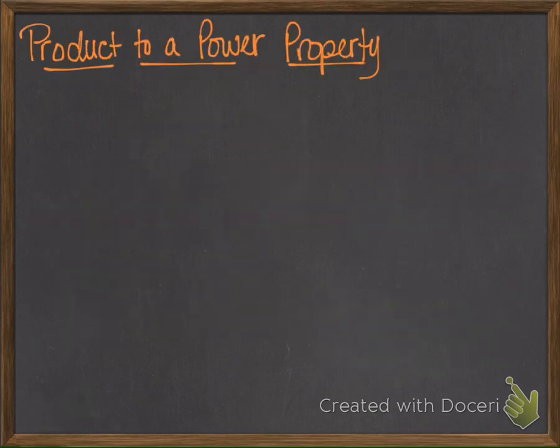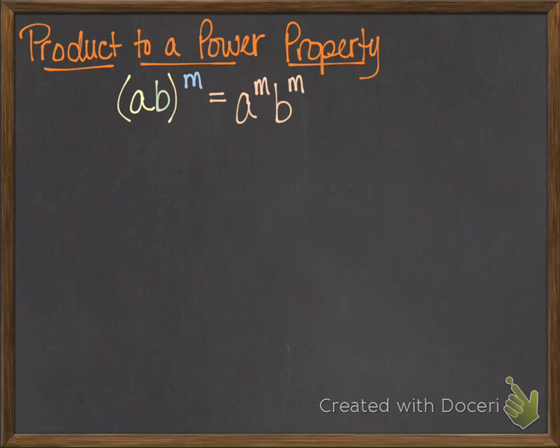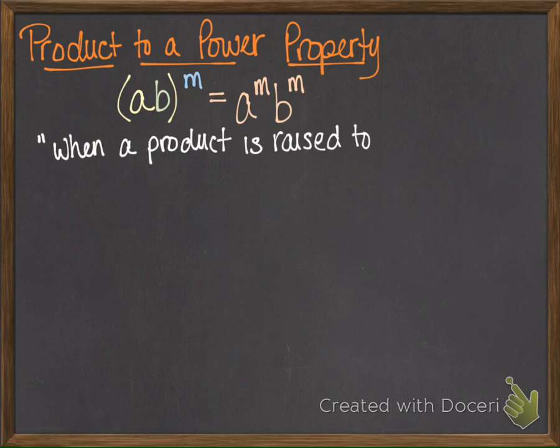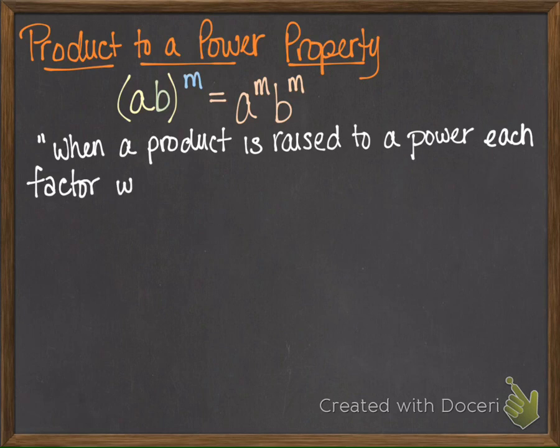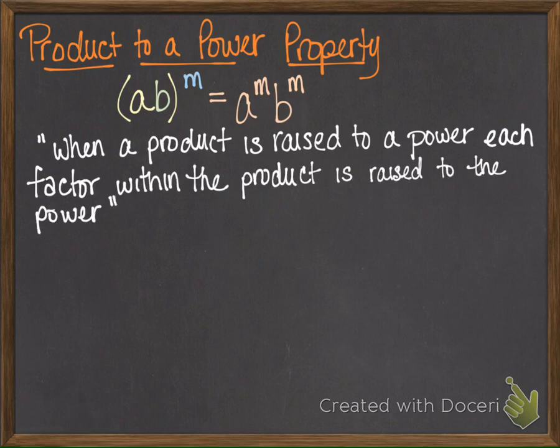Our product to a power. That means I'm raising things being multiplied to some power. In this case, a times b to the m is equal to a to the m times b to the m. So anytime you have a product raised to a power, we take each factor in that product and we raise it individually to the power that we see.